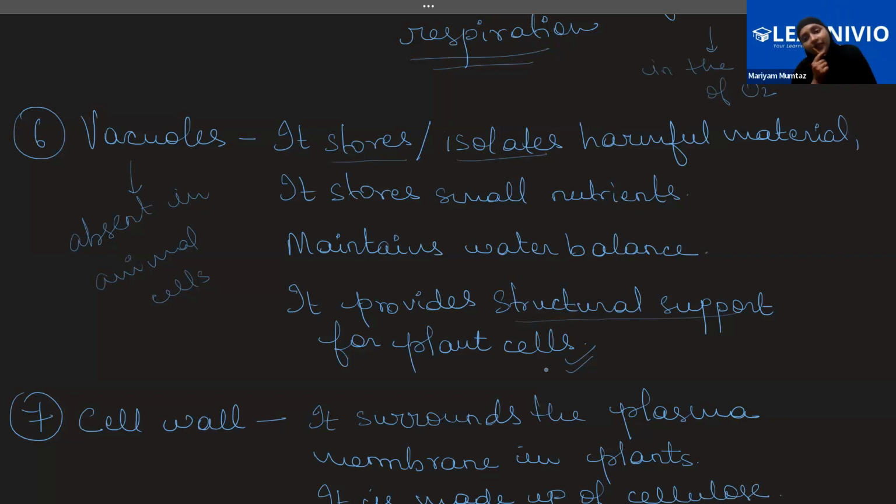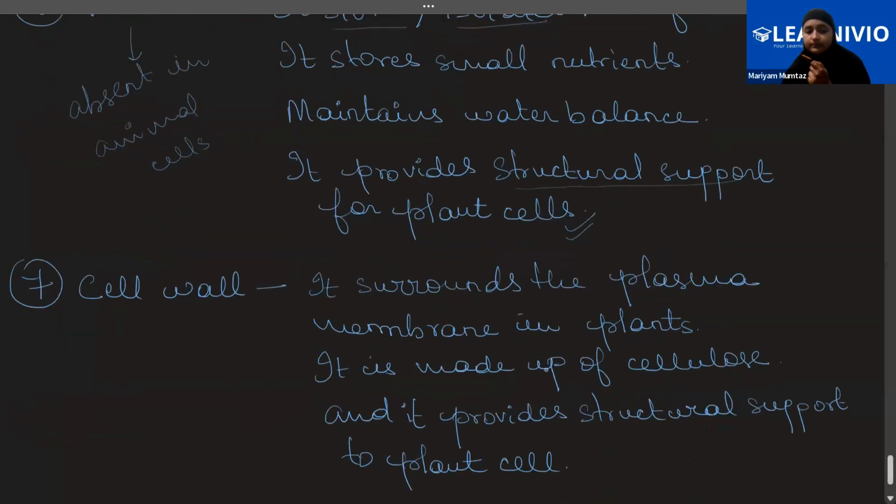Do you remember the three things that we discussed that were present in the plant cell but absent in the animal cell? Vacuoles was one of them, right? Cell walls, vacuoles.